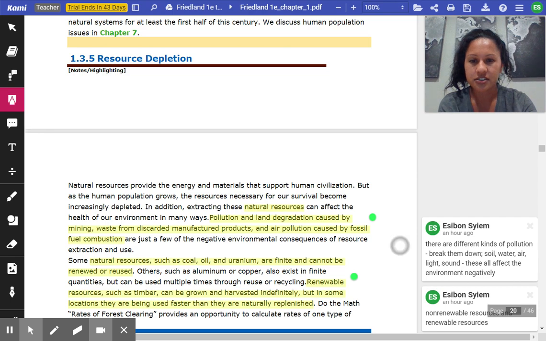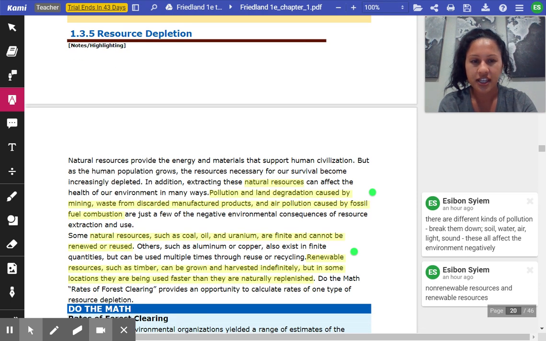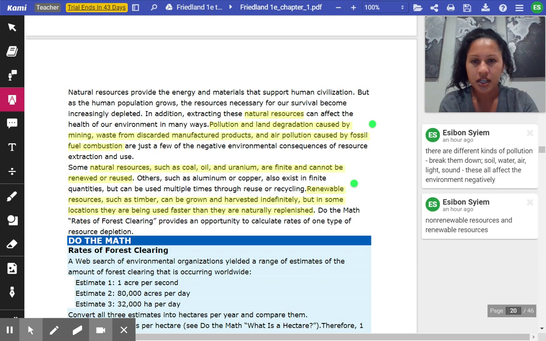Okay, and then the fifth key indicator is resource depletion. This is looking at the natural resources, renewable and non-renewable resources, and how they are used. We obviously need resources to live. However, how we use them can affect the environment negatively. Some negative consequences of using resources and getting them from ecosystems are pollution, land degradation, waste, and air pollution.